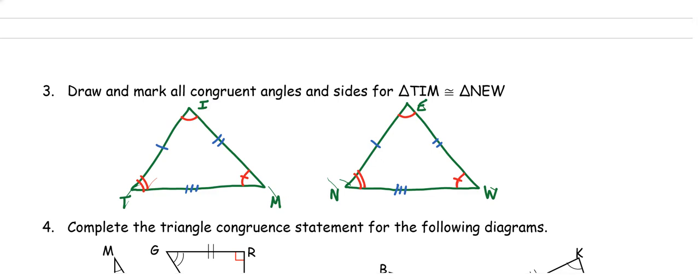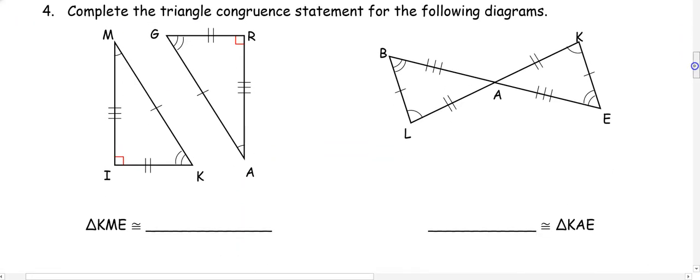So given the triangles, let's complete the congruent statement. So in the first one, we have triangle KMI, and we need to match it up to get our second triangle. So the first letter K, look at angle K. Angle K has 2 congruency marks, so we need to see what angle in the other triangle also has 2 congruency marks, which would be G.